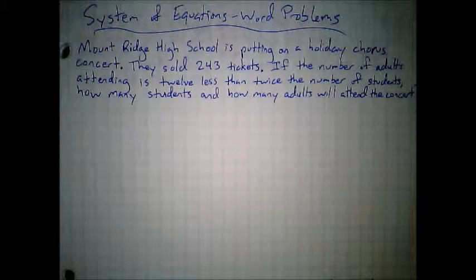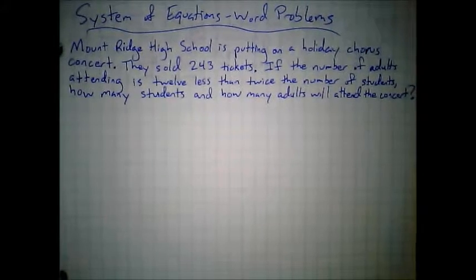In this video, we're going to look at how to solve word problems using systems of equations. So the first problem, Mount Ridge High School is putting on a holiday chorus concert. They sold 243 tickets. If the number of adults attending is 12 less than twice the number of students, how many students and how many adults will attend the concert?